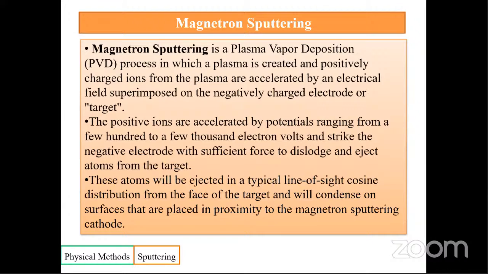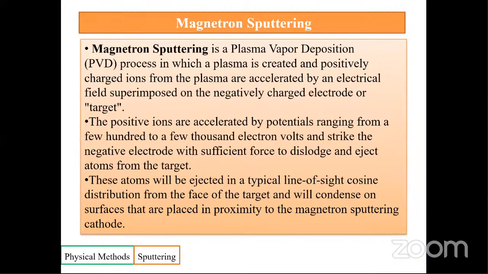Then the next one is the magnetron sputtering system. It is basically a plasma vapor deposition process where the plasma is created and the positively charged ions from the plasma are accelerated by an electrical field superimposed on the negatively charged electrode, or you can say the target. The positive ions are accelerated by potentials ranging from a few hundred to a few thousand electron volts, and they strike the negative electrode with sufficient force to dislodge and eject atoms from the target.